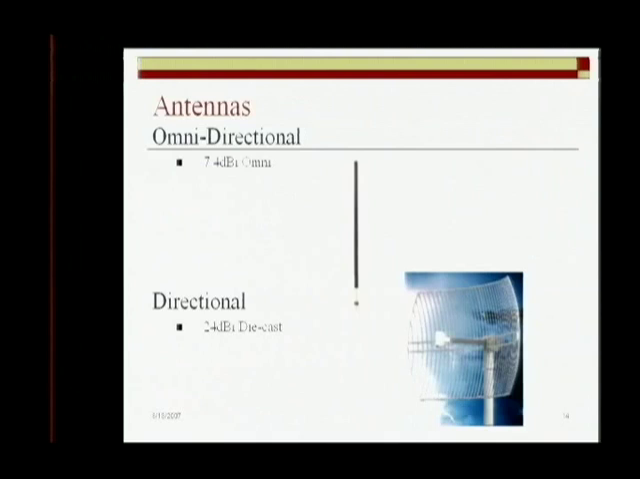There are two types of antennas that we are using. The omnidirectional antenna is the 7.4 dBi, and these are rather cheap antennas, and the directional ones are pretty good antennas because these are needed for the longer links.